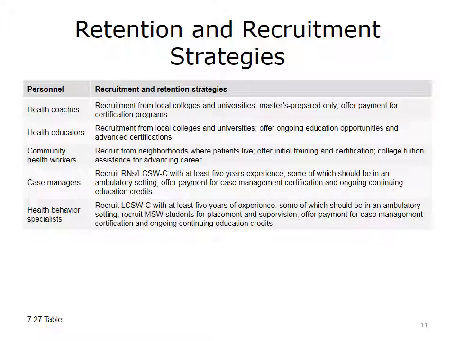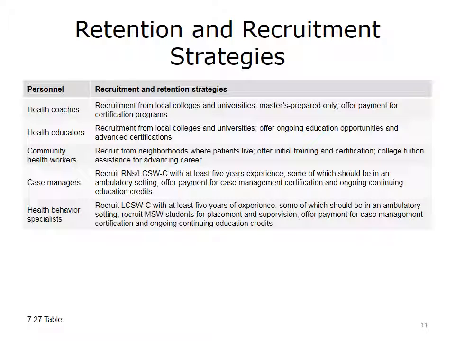JCHIP likes to recruit community health workers from the neighborhoods where the patients live. So they require community health workers to live in one of the zip codes of the patients that they serve. These locally recruited community health workers have a unique ability to find patients, and they have established relationships in the community. And because they come from the same demographic, they can more easily develop a relationship of trust with community members. In the state of Maryland, there is not a certification requirement for community health workers.